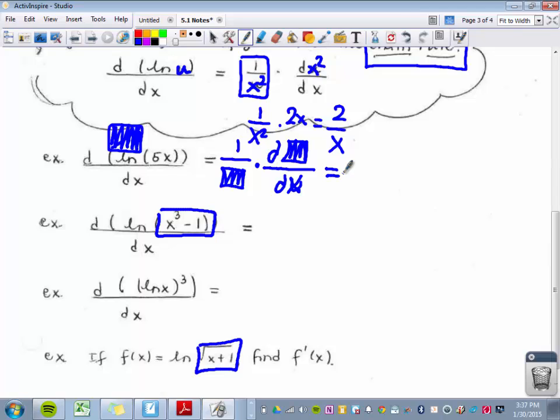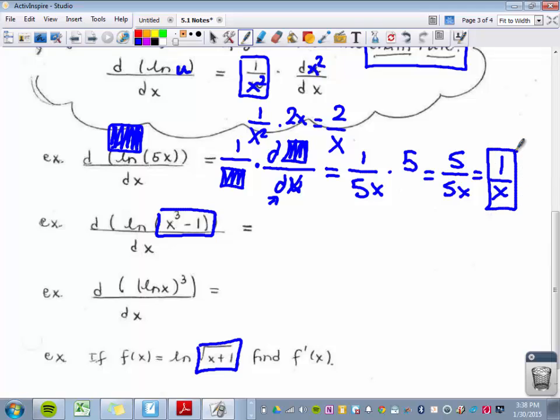This is equal to 1 over 5x. And then the derivative of the box, which was this one, is equal to 5. So we multiply by 5. And so this is going to be 5 over 5x, which is the same as 1 over x. Did I do that wrong? Nope. Isn't that weird? Oh, it just goes away. Oh, that's the derivative. Oh, wait, you got to box it. Okay.